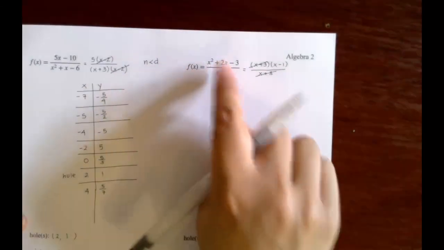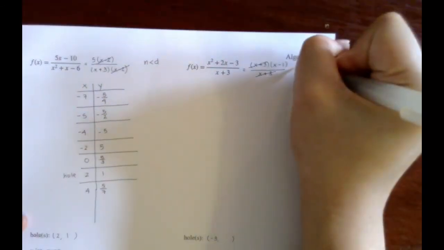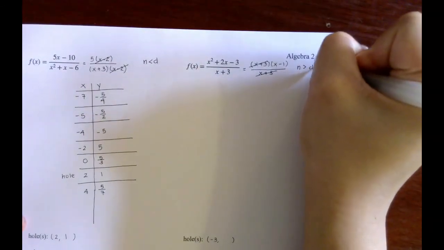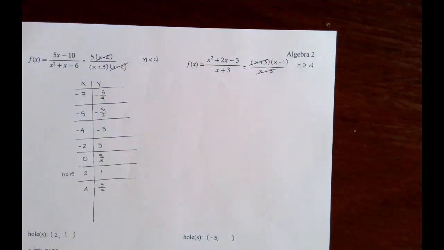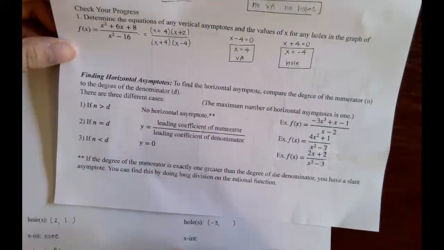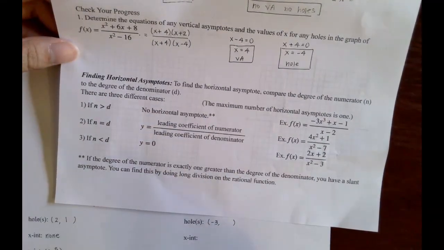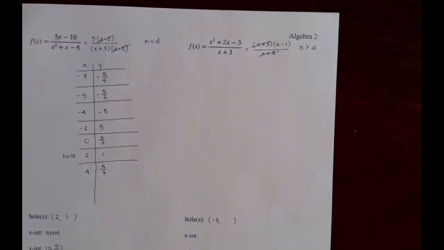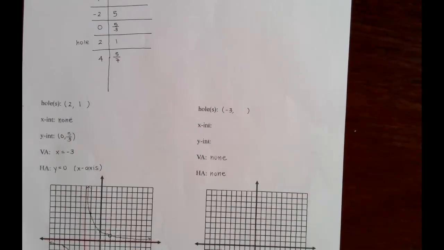Right? And then now here, our numerator power is bigger than our denominator, right? So numerator greater than denominator. So what's going to happen then if the numerator is greater than the denominator? We have no horizontal asymptote. So for horizontal asymptote, I'm going to write none also, okay? And instead, what we have is a slant asymptote, okay?